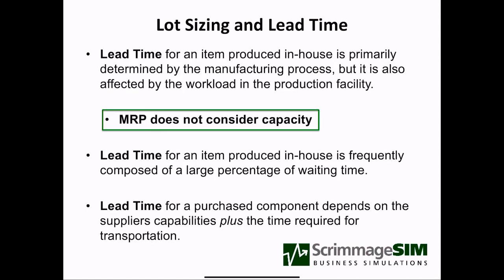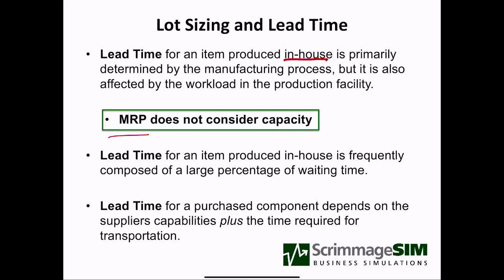Lead time for an item produced in-house, something we make, is primarily determined by the manufacturing process, but it's also affected by the workload in the production facility. If the production facility is busy, there may be excessive waiting time, which will delay the production of the item.